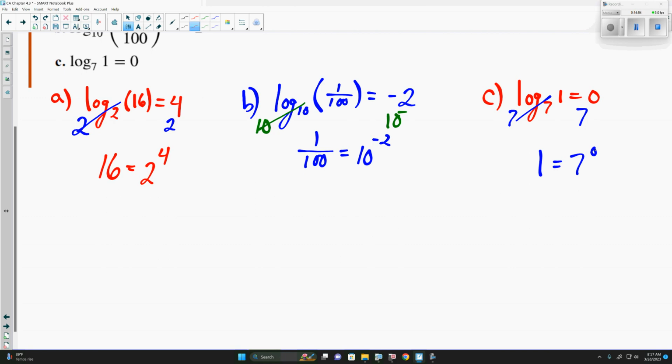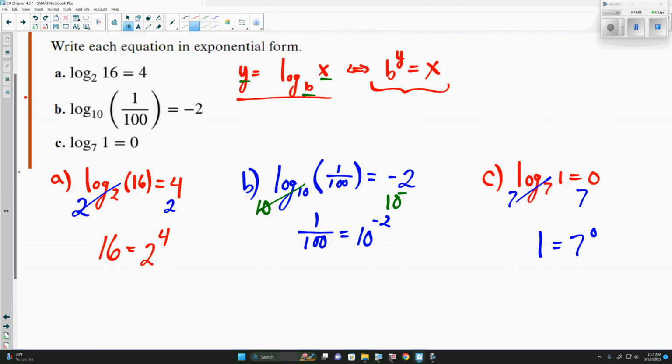And really, this property is really what we're doing in going from here to here: applying that base b to both sides. Well, log base b of b to the x is just x. Here we have b to the y. Questions on this here?